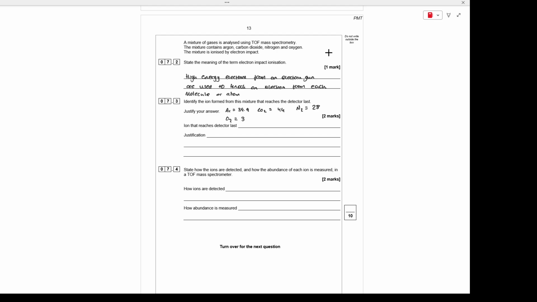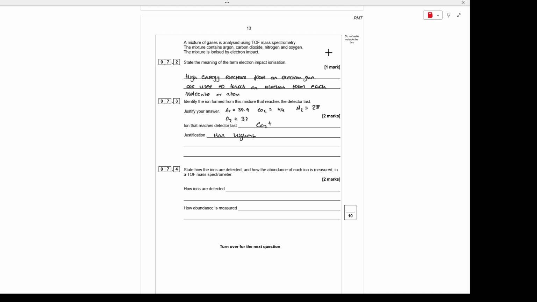So it's going to be carbon dioxide, as that's got the highest molecular mass. Remember, they're asking for the ion, so we need to put a positive charge as well, which obviously doesn't really look right. And the justification is highest mass. Nice, easy 2 marks there.